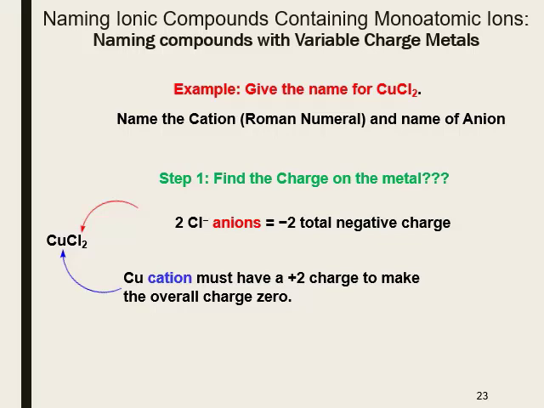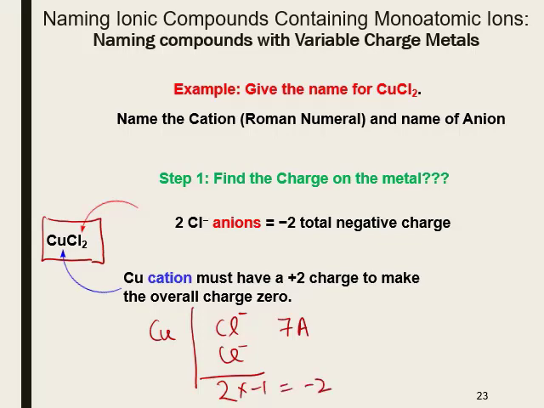First, we need to look at the formula of the compound. We know from the formula that there is only one copper and there are two chlorides. We do not know the charge on the copper metal. However, we do know that the charge on chloride is -1 because chlorine is in group 7A. Because there are two chloride ions, the total charge is 2 times -1, or -2.